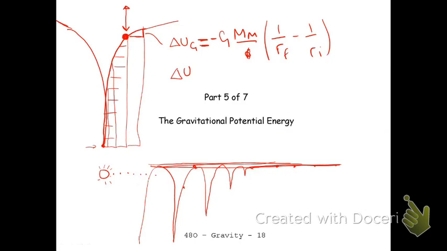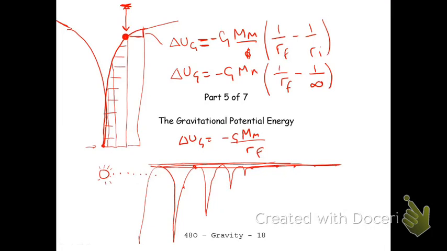And all I have to do to find that is say minus G, big M, little m, times 1 over my final position minus 1 over my initial, and my initial is infinitely far away. Make your initial point infinitely far away. How much energy did it take to get where you are? How much energy to get from infinity down to this table? Just put infinity in. What is 1 over infinity? 0. So delta U_G is equal to minus G, big M, little m, over R final, or R if you like.